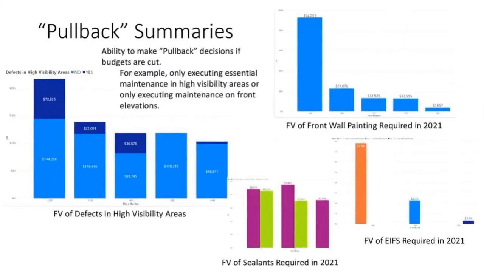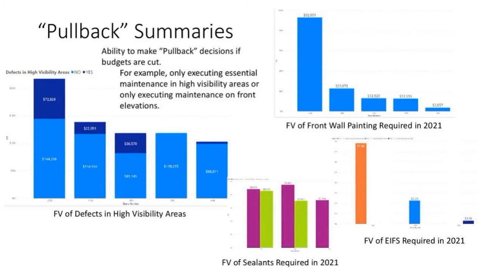Pullback summaries. If you've been in facility management a while, most facility managers are faced with some type of budget cut or pullback at some point. This can happen, typically, it seems like it always happens in the third or fourth quarter, and requires some quick analysis to figure out where to spend my remaining maintenance funds. So a benefit of condition assessments is that it allows facility managers to make quick strategic decisions during pullback situations.